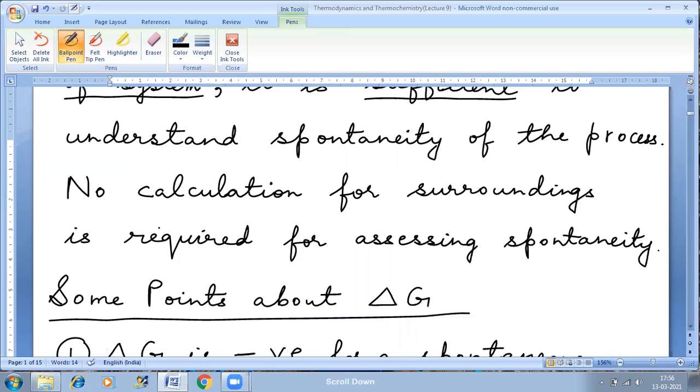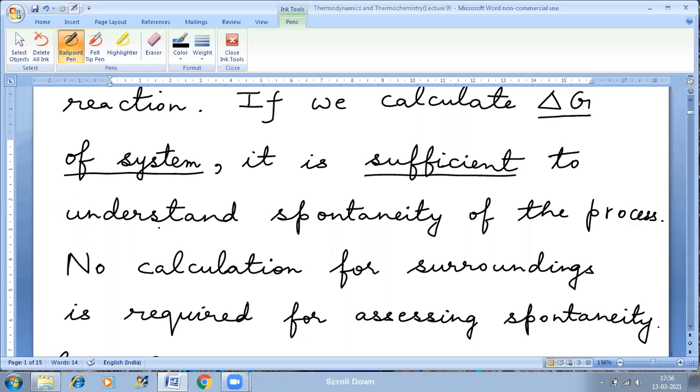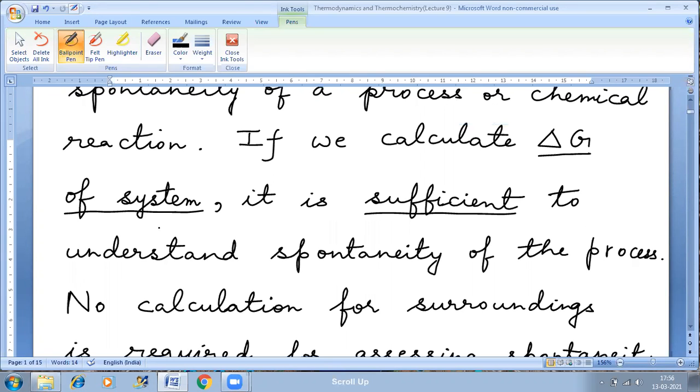So no calculation for the surroundings is required for assessing spontaneity. We just need to find out delta G of the system. If we know the delta G of the system, then we can figure out if the process is spontaneous or not.